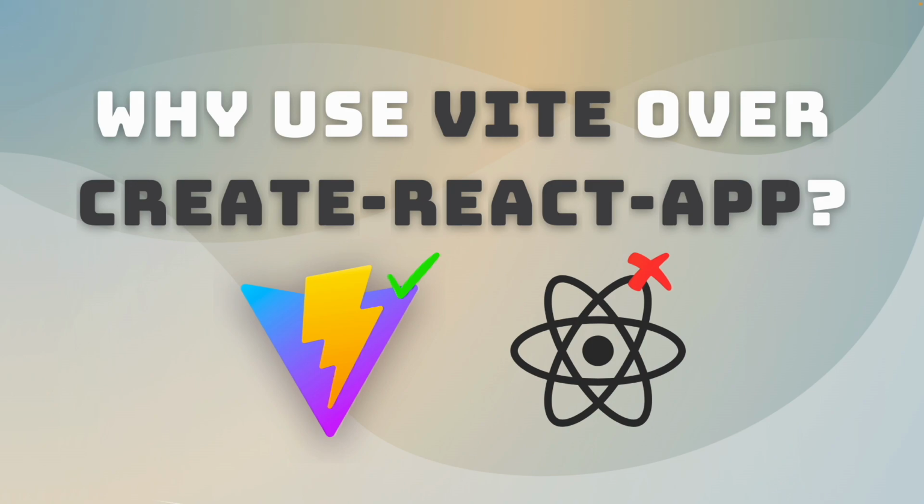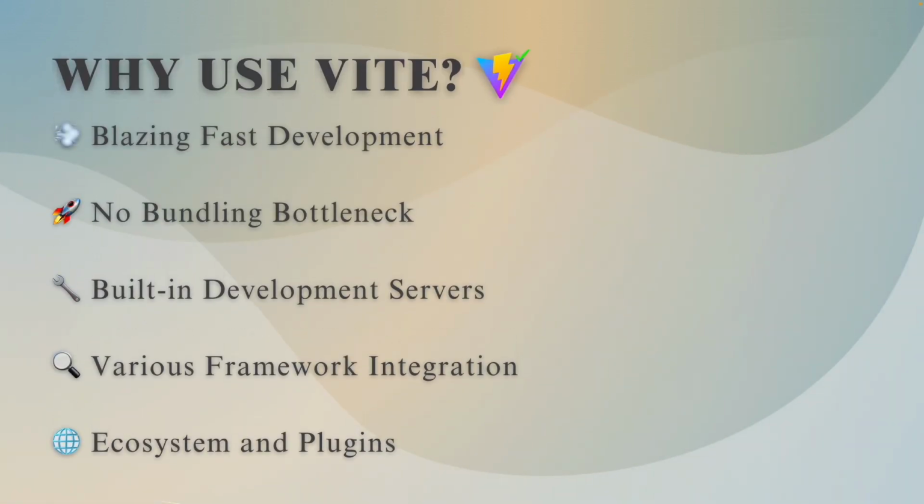Vite is a front-end tool that focuses on speed and performance of your application. Vite has several advantages, such as it's a lightning fast build tool that lives up to its name because it's insanely quick and has a good development experience.